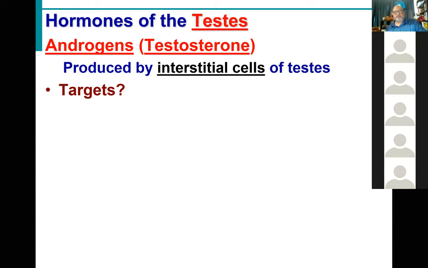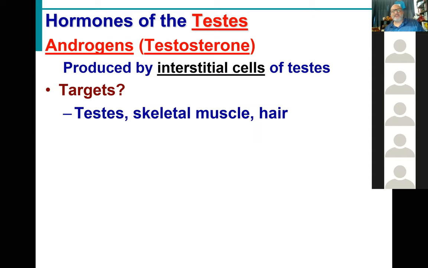Testes. Say again? Testes. True. Testes, skeletal muscle, hair. Although we want to be careful with the testes as well, because one of the keys to androgens for the testes in particular is not the formation of sperm, but instead the maturation.